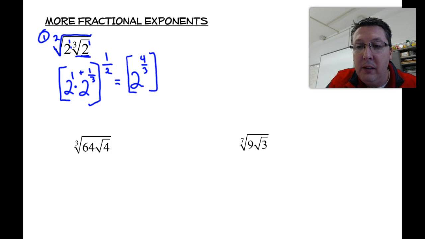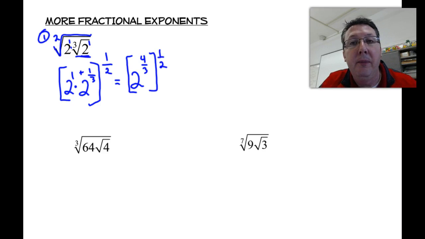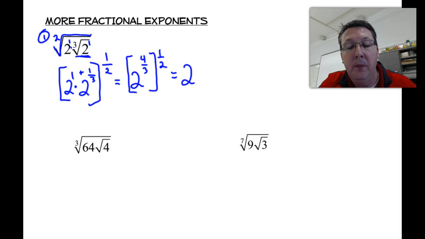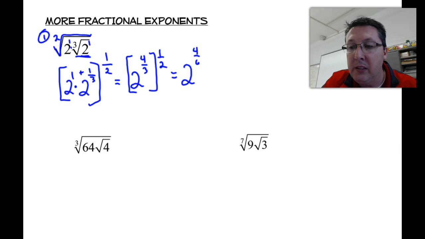That is still to the power of 1/2. Now I have a power to a power. Power to a power, remember, multiply those exponents. The base number is still 2. And I multiply 4 over 3 times 1 over 2. That would be 4 over 6, which reduces to 2 over 3.